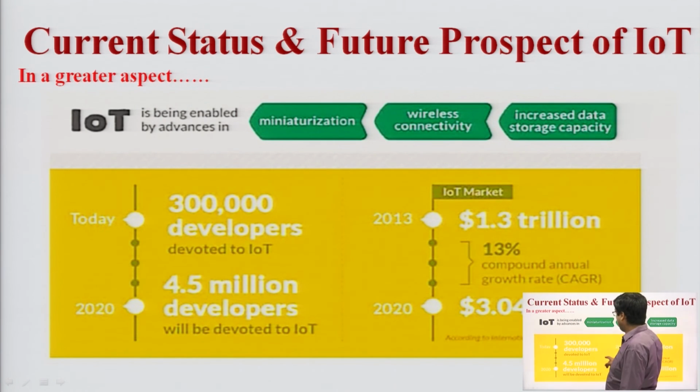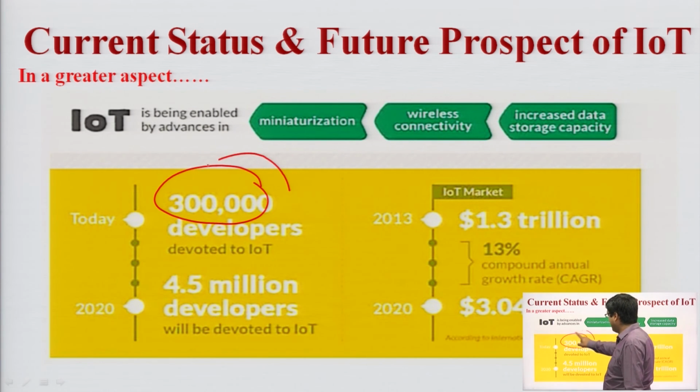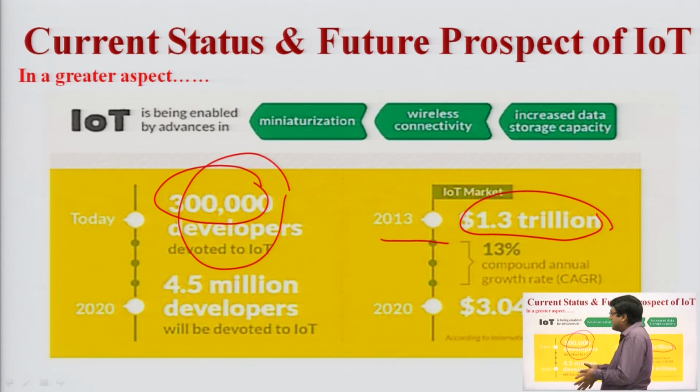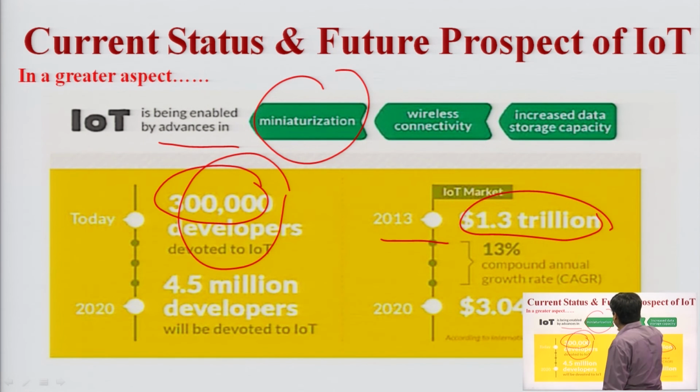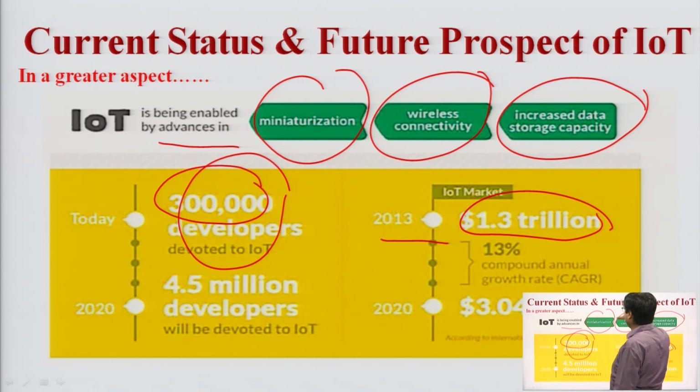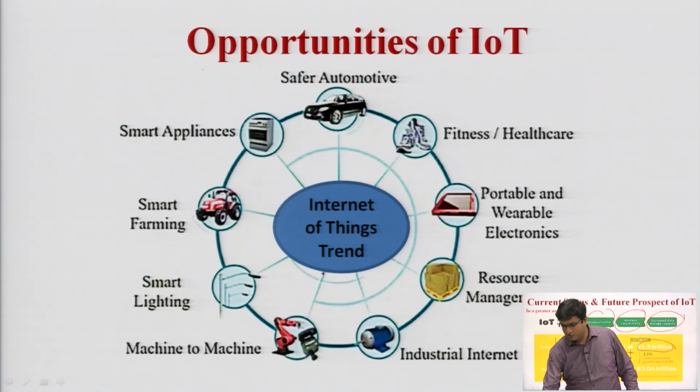Today we have 300,000, that is 3 lakh, developers devoted to IoT, and in 2013 we have 1.3 trillion. It means that the IoT devices we can use in our IoT system are large enough, and we need to take care of that data. IoT is being enabled by miniaturization of the devices and wireless connectivity, and we should take care of increased data storage. These are the concerns. These are the future prospects of IoT.